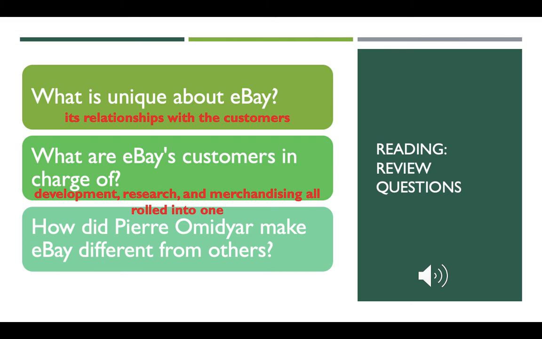And finally, how did Pierre Omidyar make eBay different from others? The feedback forum, right? Customers are asked to give each other scores so that the quality can be good. And they even help police the websites. Okay? So these are the main ideas you must remember from our lecture last week. So now we are ready for the new paragraphs.